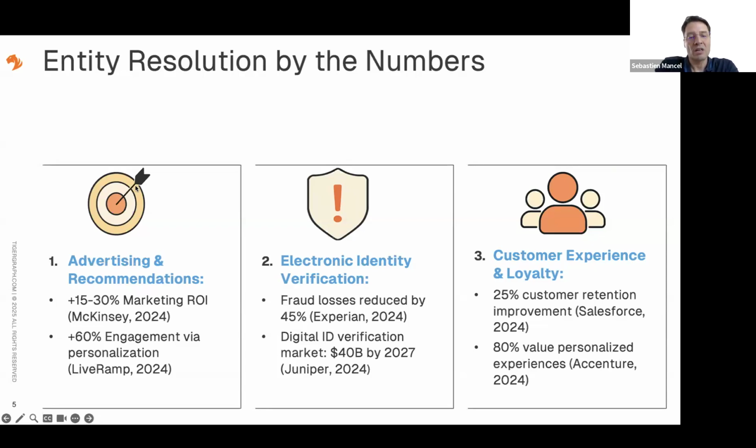Fraud is one of the costliest threats to financial institutions and digital platforms. Experian found that fraud losses drop by 45% when entity resolution is used to verify identities and detect suspicious connections. And the digital ID verification market is booming. It's projected to reach $40 billion by 2027, according to Juniper.